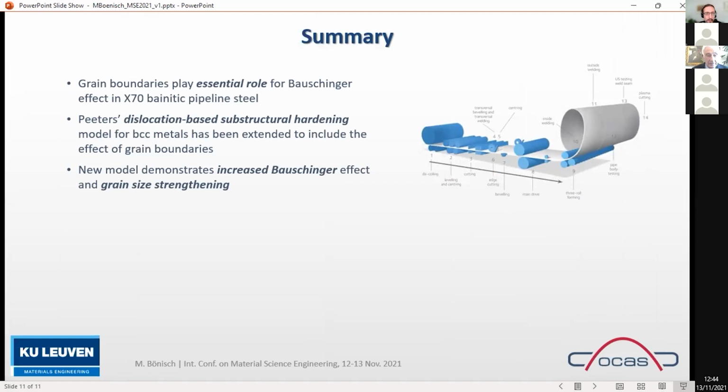To summarize a bit, it is clear that grain boundaries play an essential role in the Bauschinger effect of these pipeline steels, and we cannot neglect them when we perform crystal plasticity simulations. We extended the original Peters model to include the effect of grain boundaries on the Bauschinger effect and on the grain size strengthening. The newly developed model shows exactly what we were looking for: it increases the Bauschinger effect, and we can also see a grain size strengthening effect. These are in principle good news. As I mentioned, in future we will implement this model into hierarchical simulation frameworks to perform large-scale FE simulations that use this hardening model to predict the evolution of the strength.